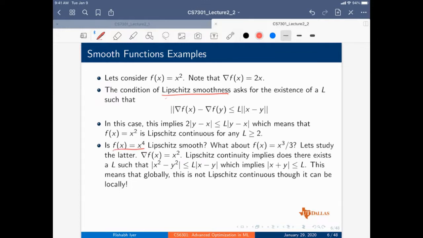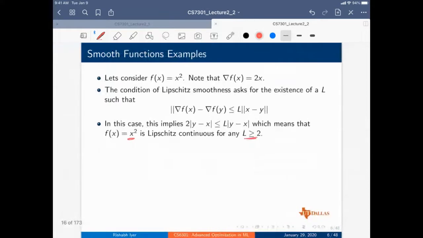What about f of x equal to x raised to 4? Is this Lipschitz smooth? What do you guys think? Is x raised to 4 going to be Lipschitz smooth? Any thoughts? Okay, why? Yeah, so actually x raised to 4 is not Lipschitz smooth.